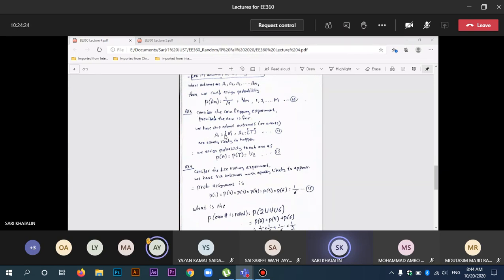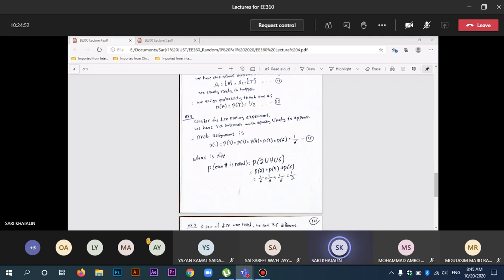So we're saying if we consider flipping a coin, obviously the coin will either have head or tail. So we have 2 events, A1 and A2. A1 is H, A2 is T. They are equally likely to happen, so it will be 50-50. That's basically what we're saying here.